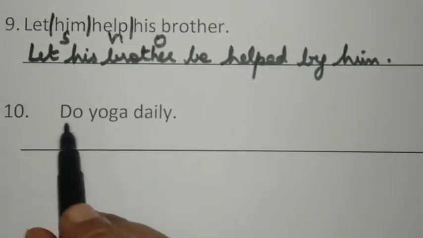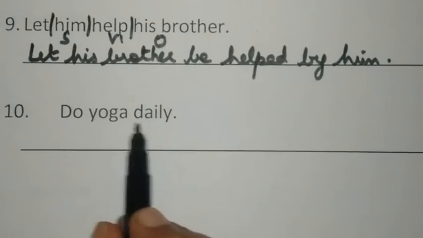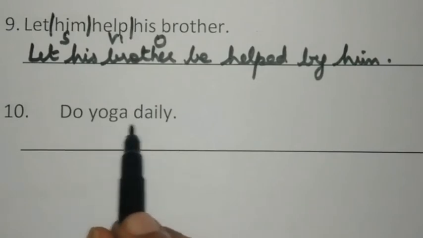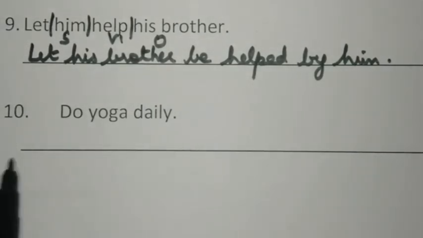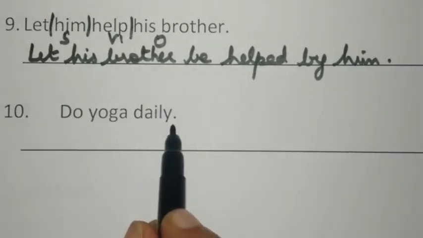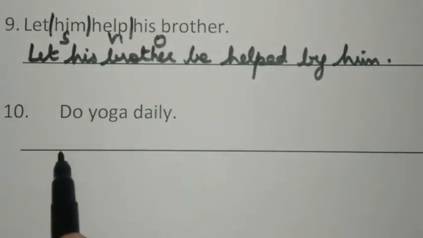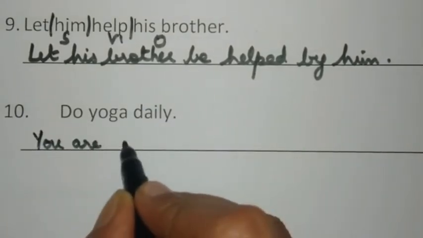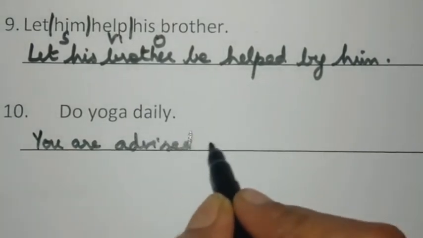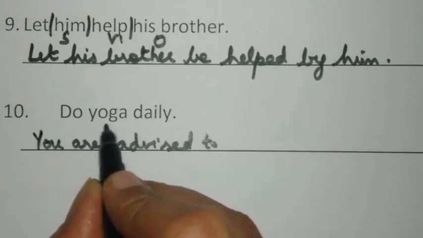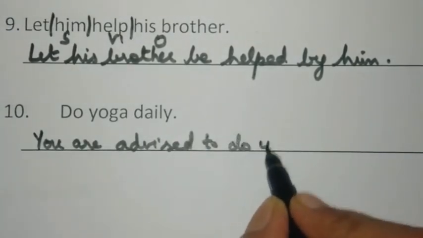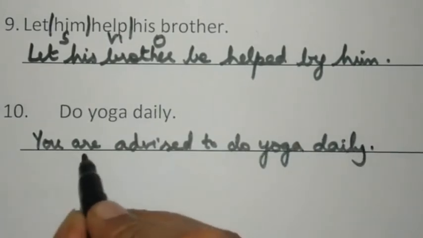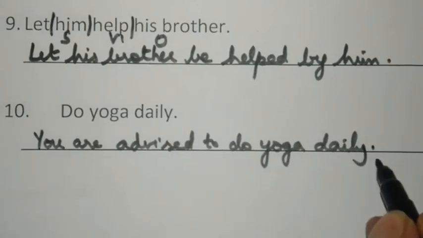Last one, children. Do yoga daily. Do yoga is your verb. Daily is a routine only, so it will not come in the object. So we have only verb, so we cannot bring into the let pattern, so we have to go for other pattern. Do yoga daily means what? Its expression means like advice expression. So we can start with you are advised to. So you have to write what? Do yoga daily. That's all you have to write. You are advised to do yoga daily is the passive voice.